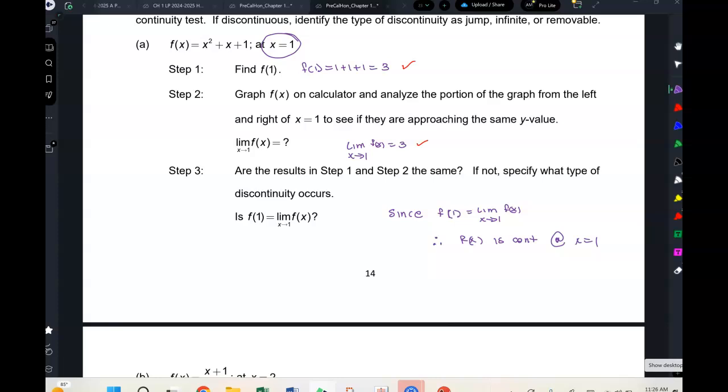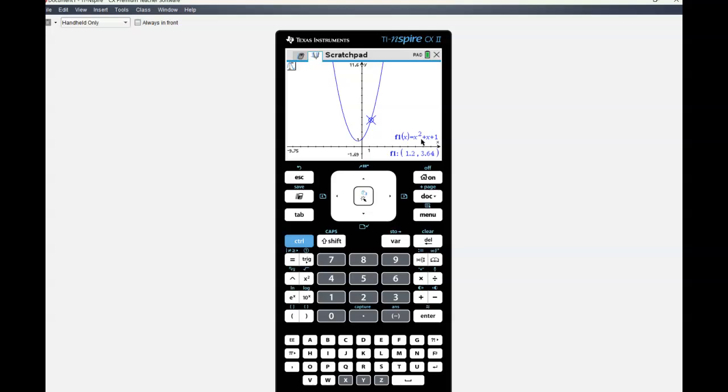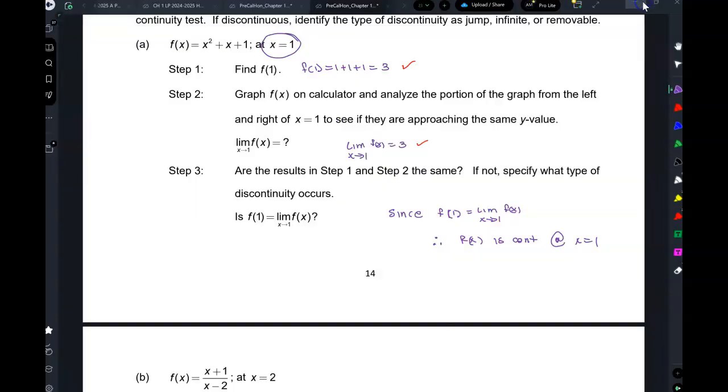How did you know it was 3 again for the limit? I looked on the graph. As I was approaching x equals 1, the graph was going up to 3. As I was approaching x equals 1 from the other side, the graph was going down to 3. Okay. So f of x is continuous. Yes.